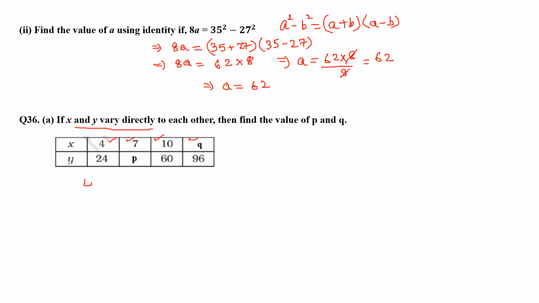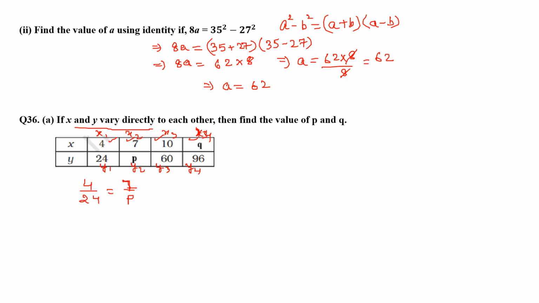So from here I can write 4 by 24 will be equal to 7 by p, isn't it? If you consider this as x1, x2, x3, x4, and here as y1, y2, y3, y4, then what will happen? x1 by y1 equal to x2 by y2 equal to x3 by y3 equal to x4 by y4, isn't it? Because they are in direct proportion. So I have taken x1 by y1 equal to x2 by y2 and I am solving it.